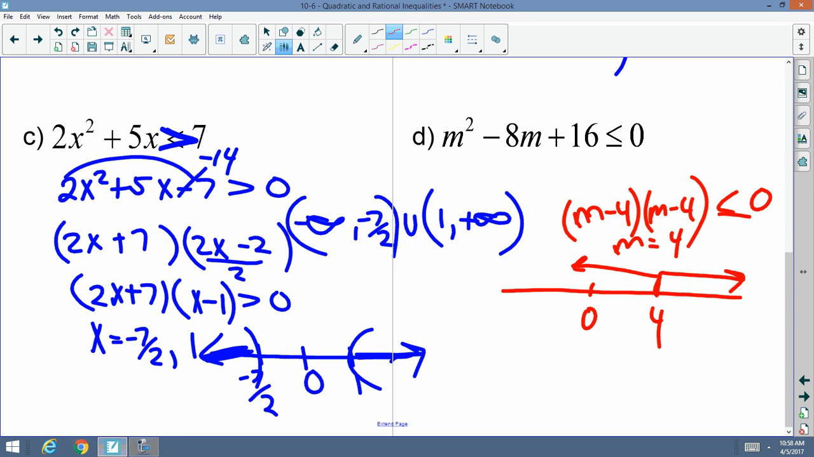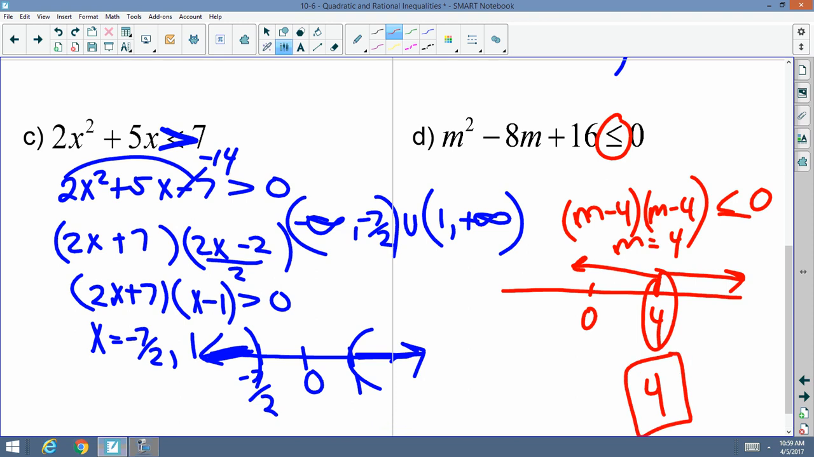Now, this is a less than, so it cannot be the or. It can't be on the outsides, right? It's a less than. So the only thing in the center here is what, though? 4. Well, let's see if 4 works. If I plug in 4 here, what's 4 minus 4? And then what's 4 minus 4? What's 0 times 0? And is 0 less than or equal to 0? So my only solution here is only 4.